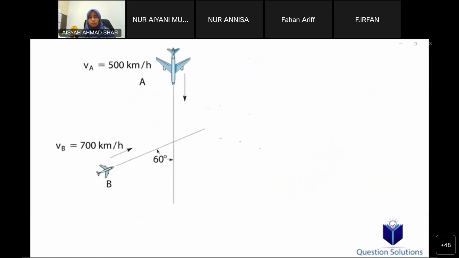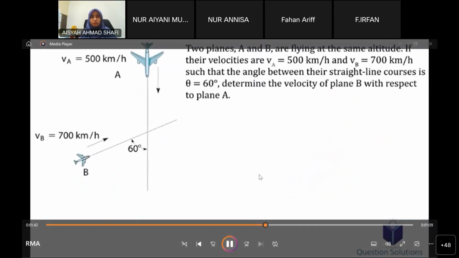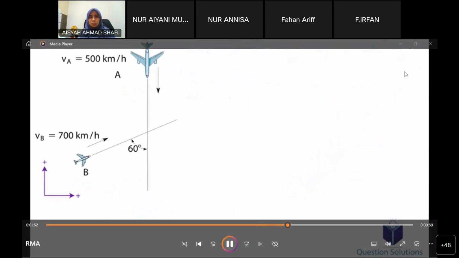In this question, we need to determine the velocity of plane B with respect to plane A. The first step is to establish which sides we will say is going to be positive. In this example, we will assume up and to the right to be positive. Next, we need to break down the velocity of each of the airplanes into vector components.